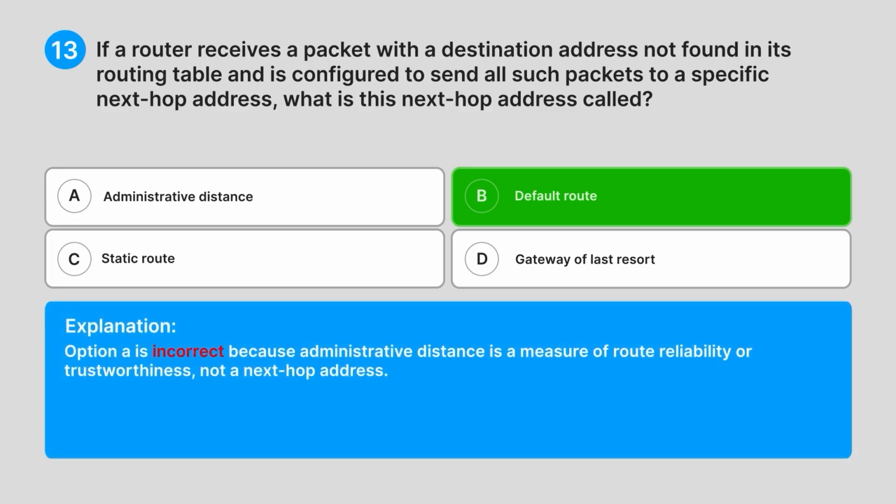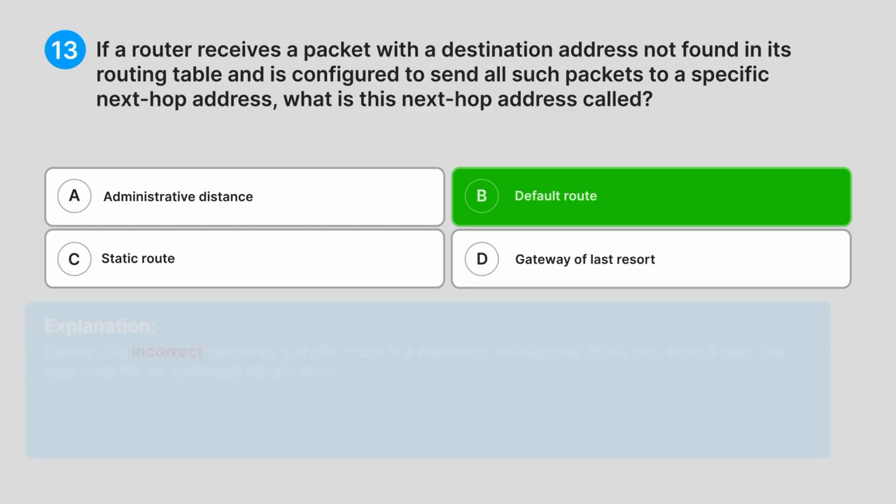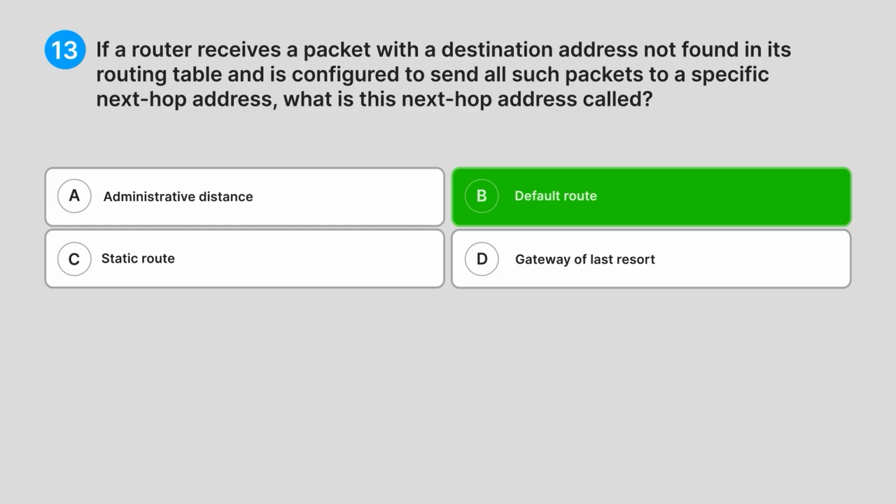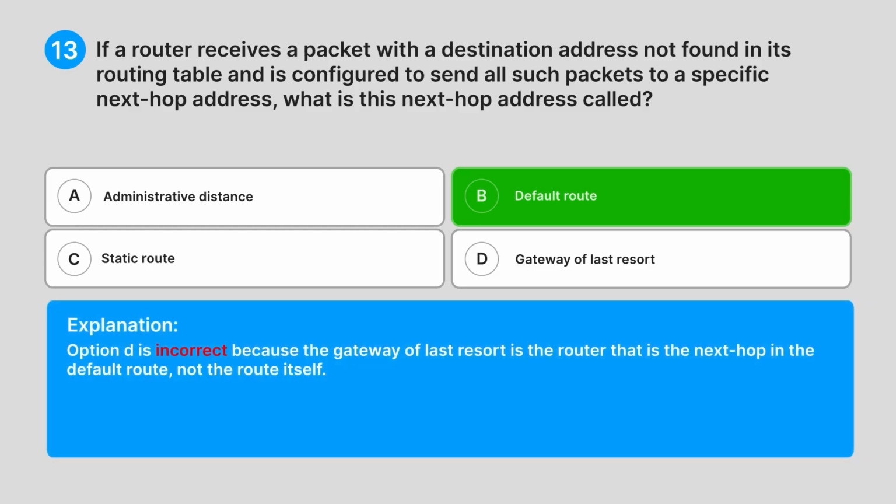Option A is incorrect because administrative distance is a measure of route reliability or trustworthiness, not a next hop address. Option C is incorrect because a static route is a manually configured route, not specifically the next hop for an unknown destination. Option D is incorrect because the gateway of last resort is the router that is the next hop in the default route, not the route itself.